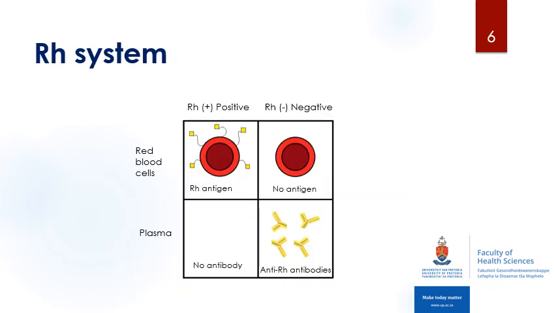This same rule applies for your rhesus factor system. If you're Rh positive, then you have the Rh antigen on the surface of your red blood cell. But because you have the Rh antigen, you can't have the Rh antibodies in your plasma, so you'll have no antibodies in the plasma. If you're Rh negative, then you have no antigen on the surface of your red blood cell, but that means that you will have the anti-Rh antibodies in your plasma.